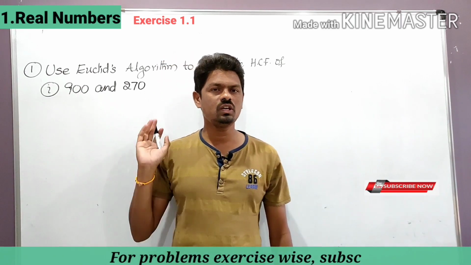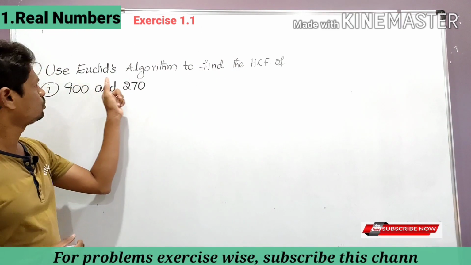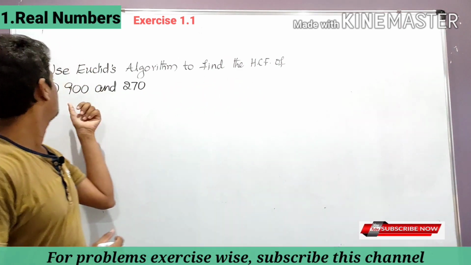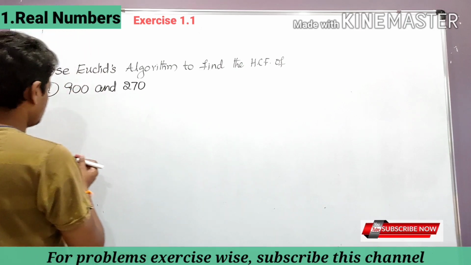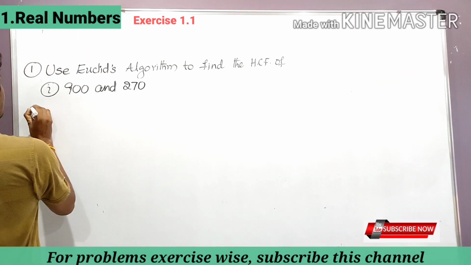Today we are going to solve a problem from exercise 1.1 from the chapter Real Numbers. See here what is given: use Euclid's algorithm to find the HCF of 900 and 270. See student, how can we solve? Very important and very easy.